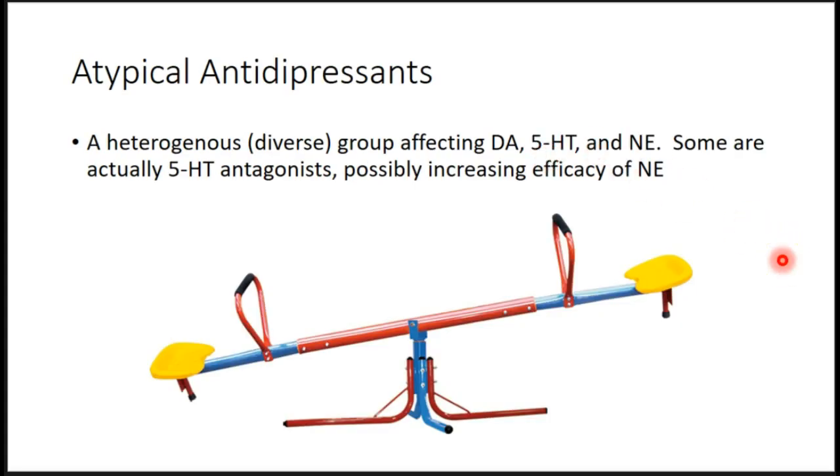Atypical antidepressants, we think, are going to act a little bit differently, and they're going to be heterogeneous, which means they're going to be very diverse. There isn't going to be one mechanism of action for atypical antidepressants. But the chemicals that atypical antidepressants will affect will be dopamine, serotonin, and norepinephrine. There's at least one type that is going to be a serotonin antagonist, which seems really counterintuitive. But by shutting down serotonin, your brain may have a compensatory mechanism where it increases norepinephrine.